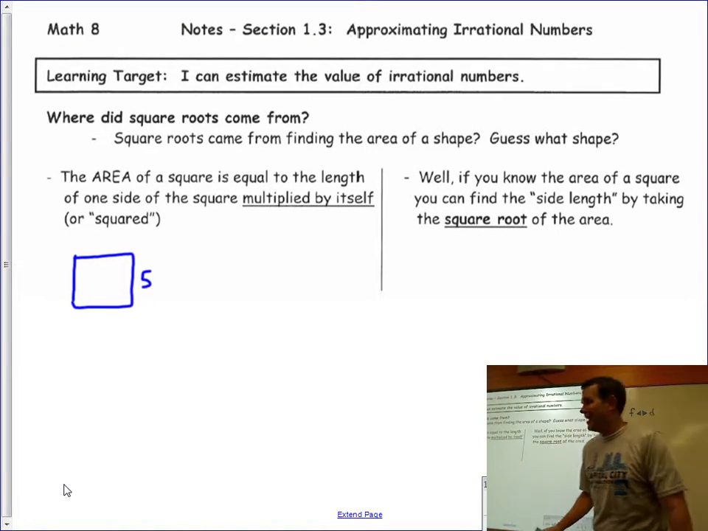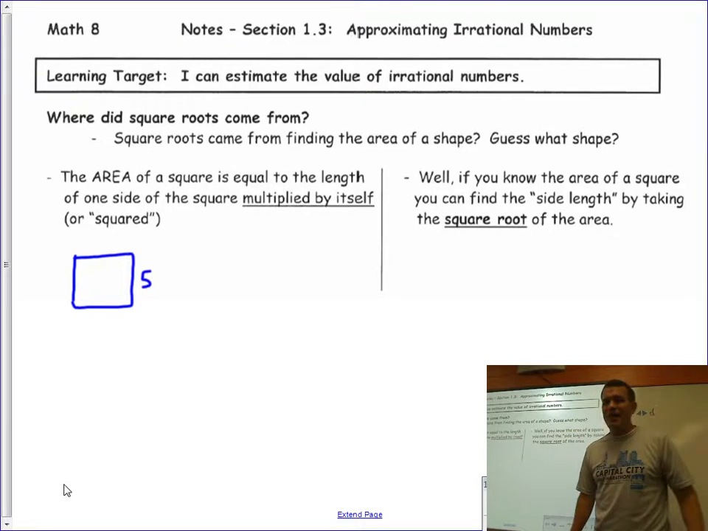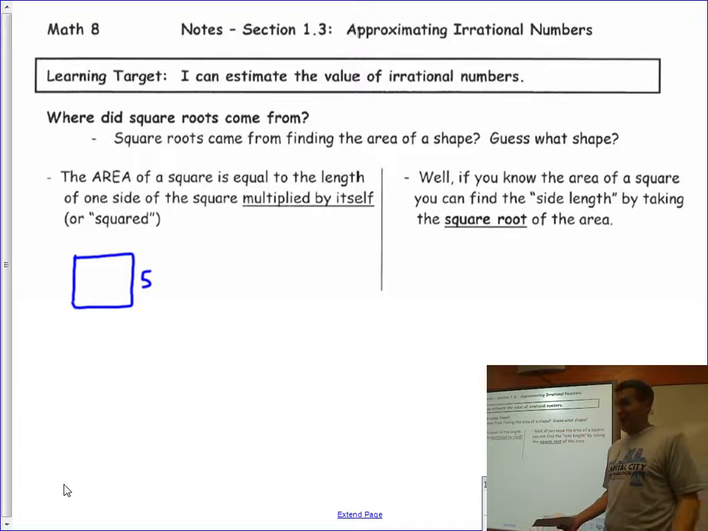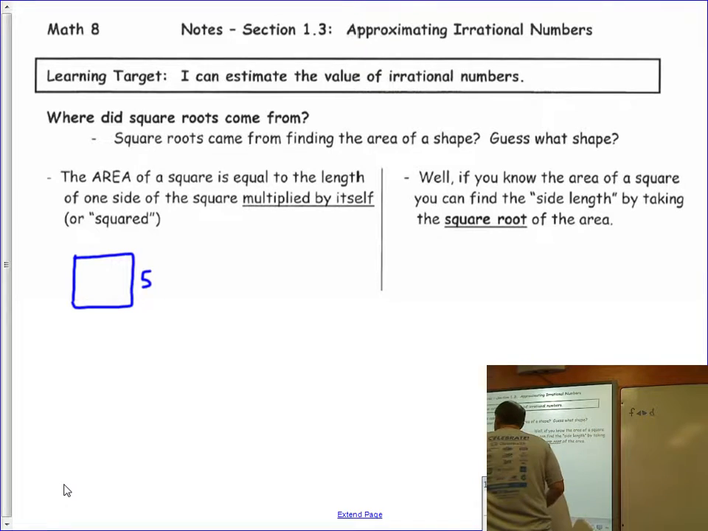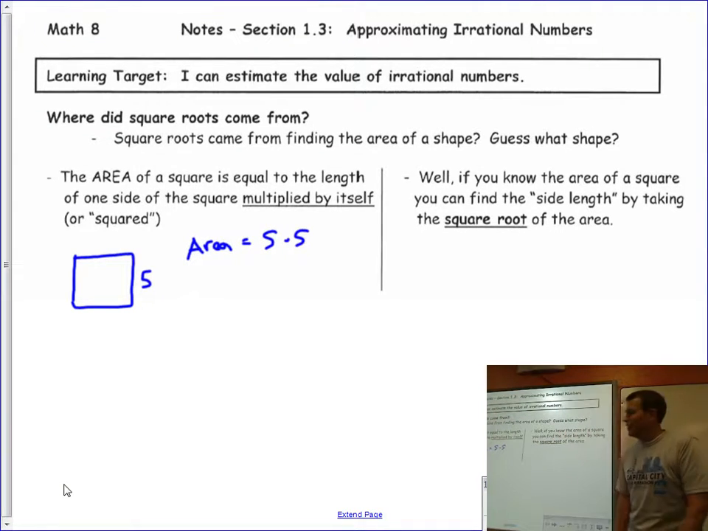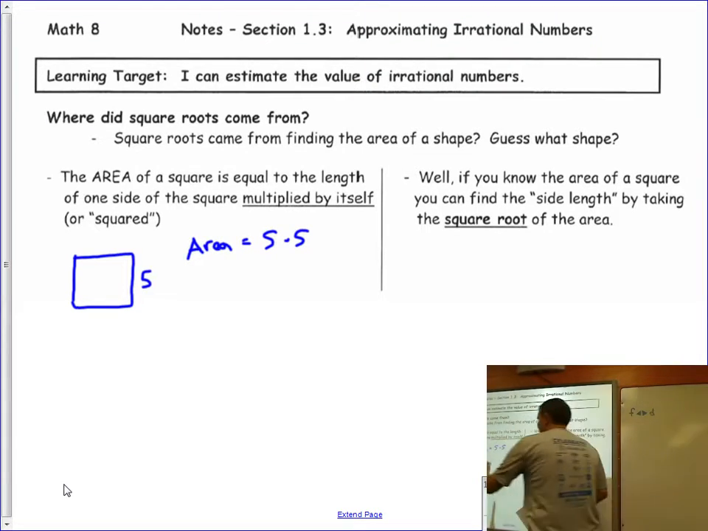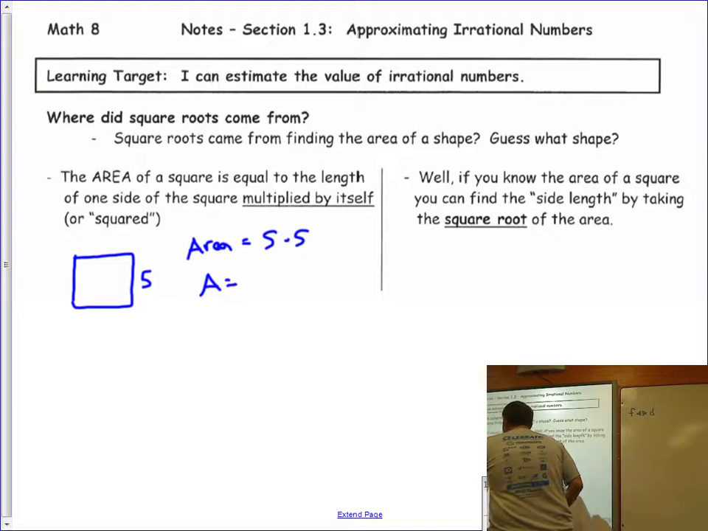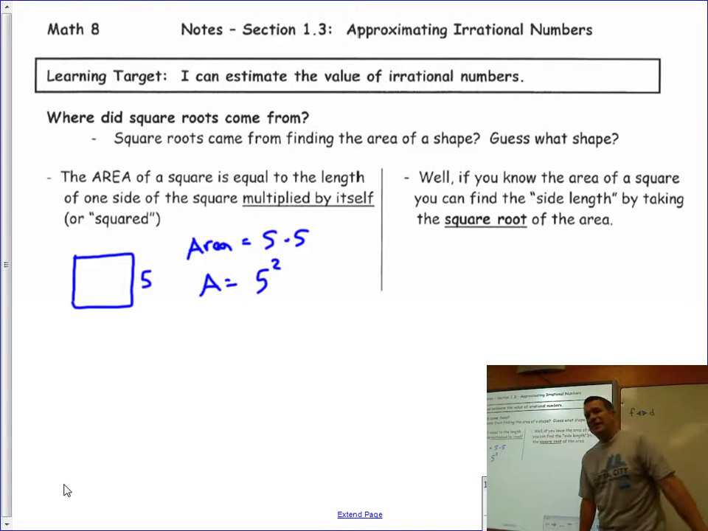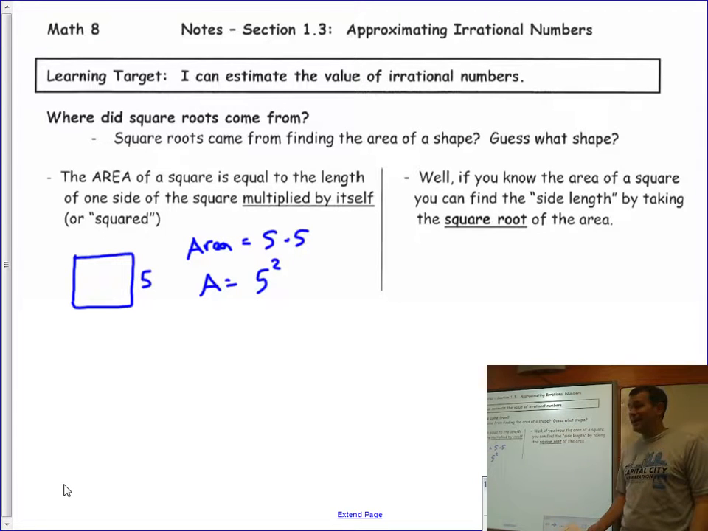I have a square and it has a side length of 5. And we all know how to calculate the area of a square, right? You do length times width, like a rectangle. So the area of this square is equal to 5 times 5. And a different way to write 5 times 5, of course, is 5 squared.